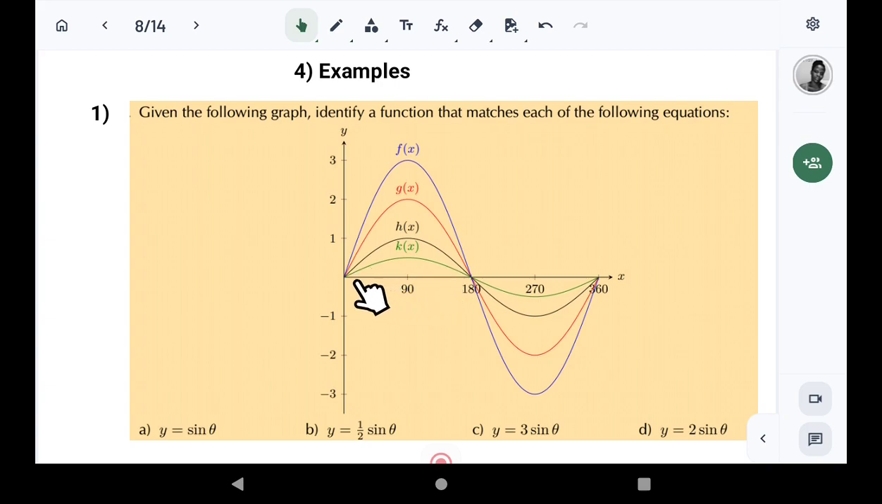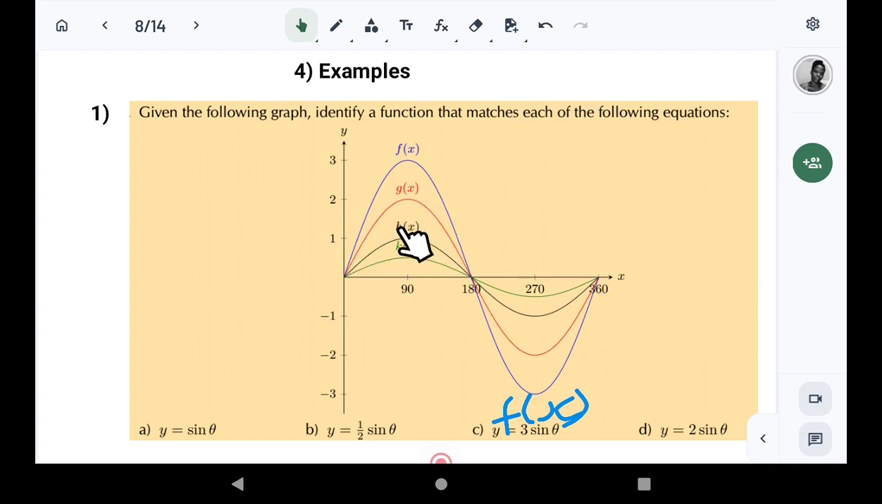Now let's match them. F of x has a peak at 90 degrees and 3, and a trough at 270 degrees and negative 3. So definitely that is y equals 3 sine theta. So that is f of x. Let's match them up. This one is f of x. All right, next one.